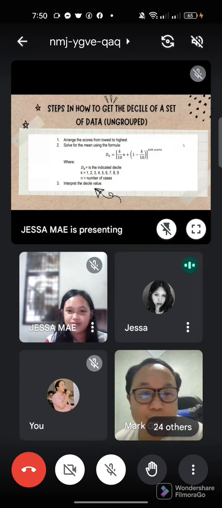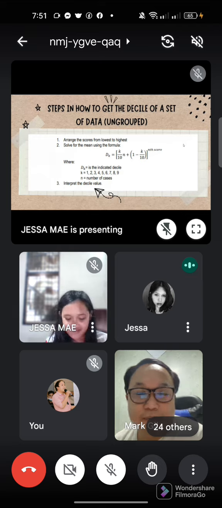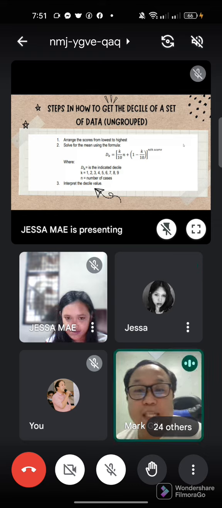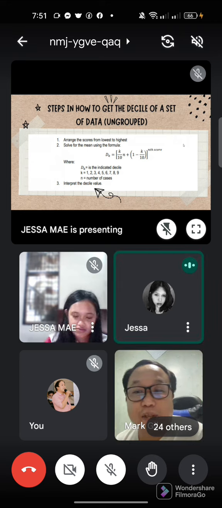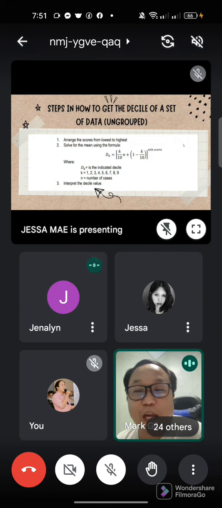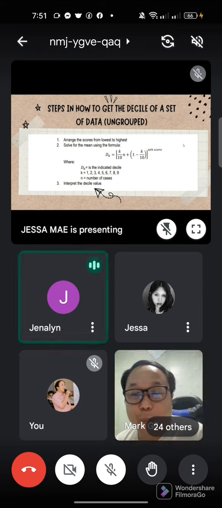Steps in how to get the decile of a set of data in a group. First, arrange the scores from lowest to highest. The same with kanina, quartile. Mag-arrange pa ba tayo? Yes, sir. Nag-arrange pa din for ungroup? Formula lang ang answer. Okay, go.